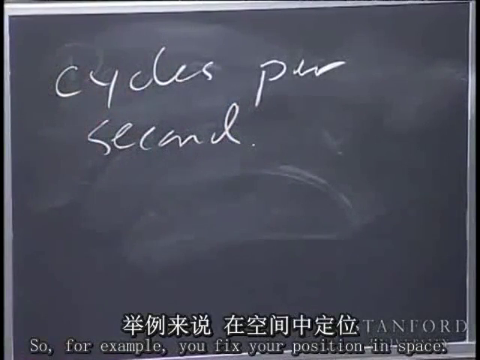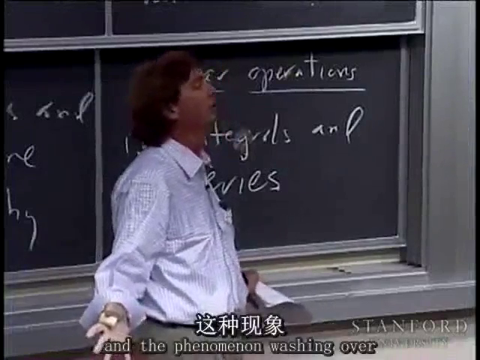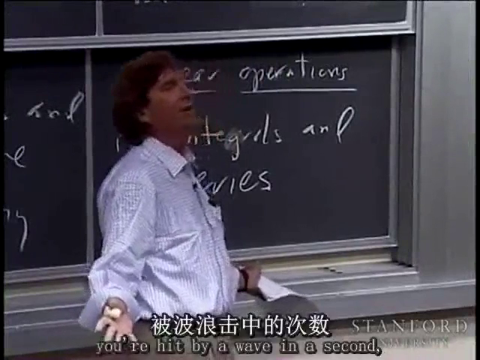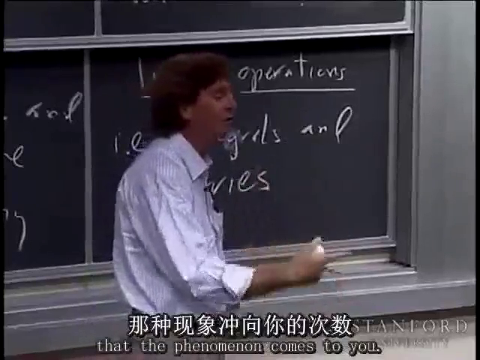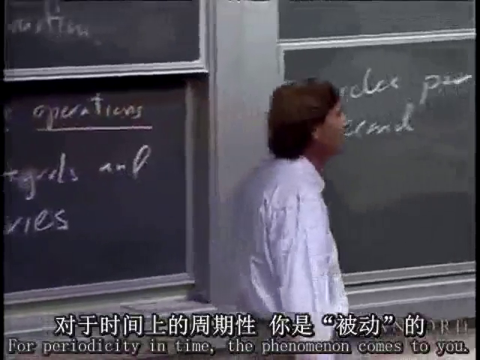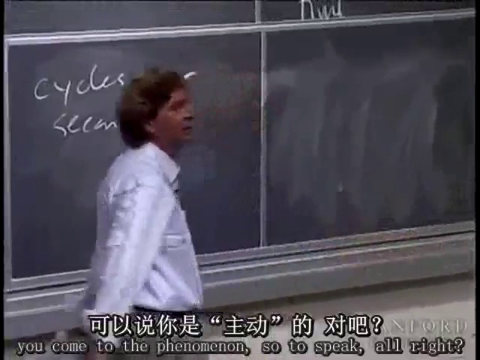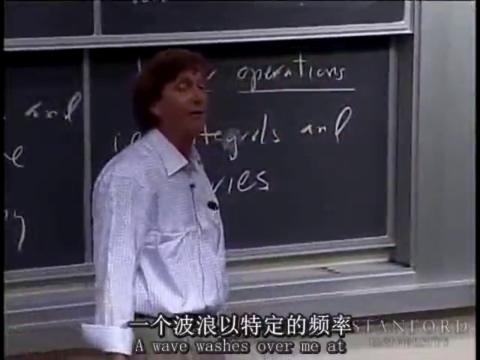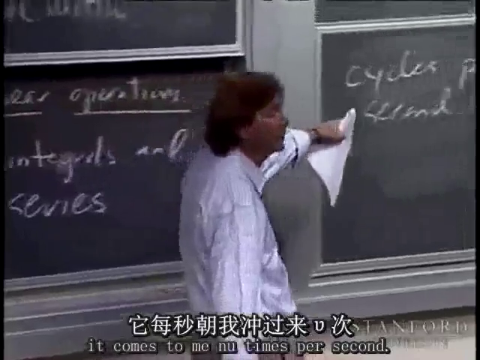So, for example, you fix your position in space. Both time and space are involved. You fix yourself at a point in space, and the phenomenon washes over you like a water wave. You count the number of times you're hit by the wave in a second, and that's the frequency. For periodicity in time, the phenomenon comes to you. For periodicity in space, you come to the phenomenon, so to speak. I fix myself at a point, the wave washes over me at a certain characteristic frequency, over and over again, regularly repeating. It comes to me nu times per second.